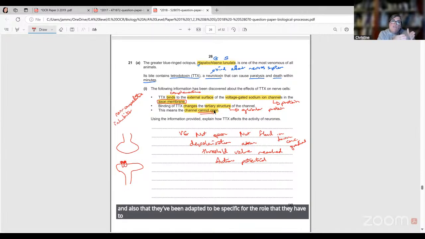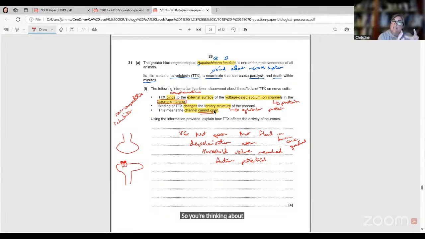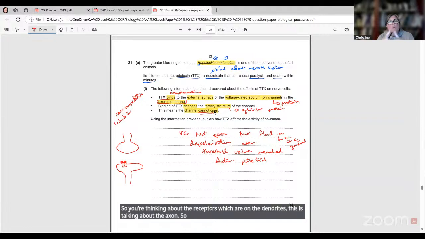So remember, the dendrite leads down to the cell body and the axon leads away from the cell body. So you're thinking about the receptors which are on the dendrites. This is talking about the axon. So again, that's another bit of the key wording that you have to think about in how you can actually link it back to this.